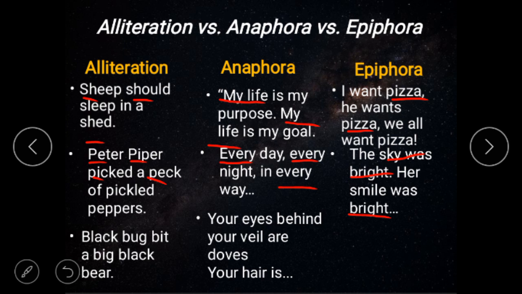"Your eyes behind your veil are doves. Your hair is..." Now "your", all this is in the beginning, and this is why it's anaphora. Both of them are in the beginning. That's what makes it anaphora. Epiphora. Now, "now" is placed at the end of each question. That's why it's epiphora.